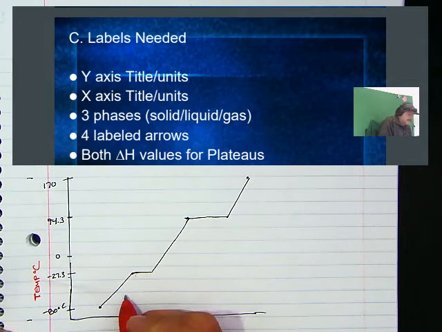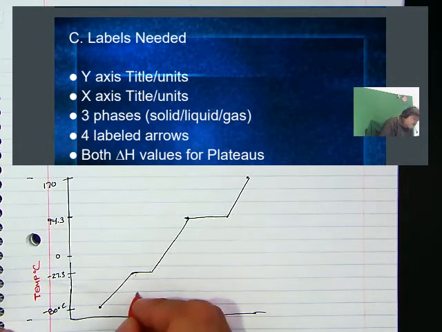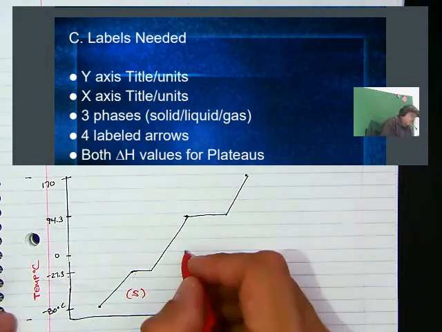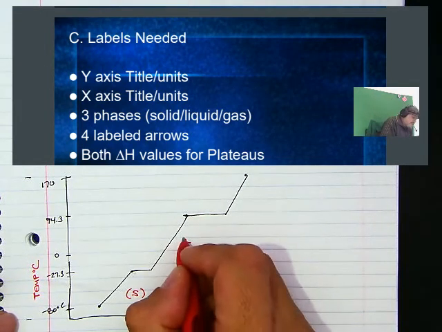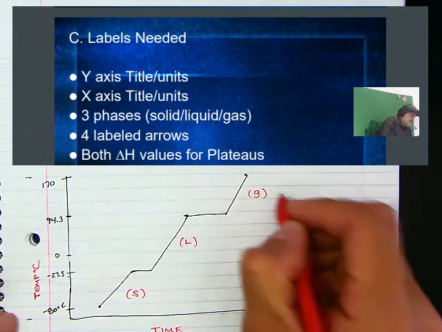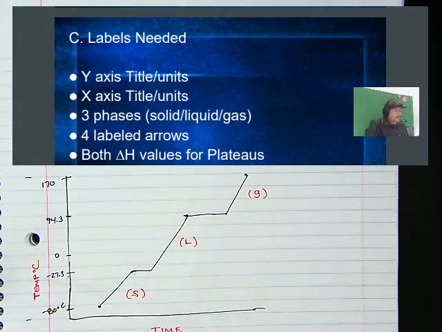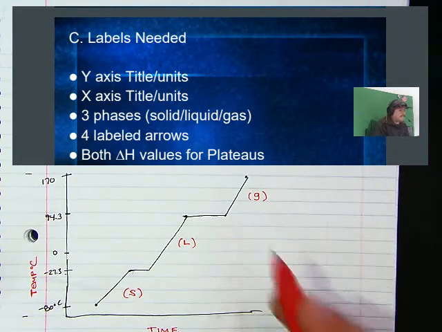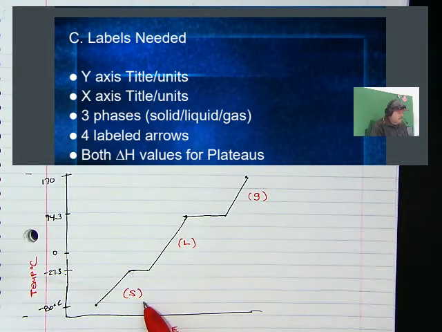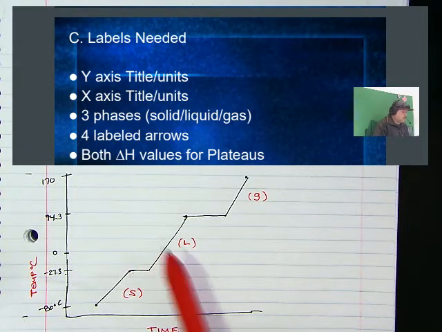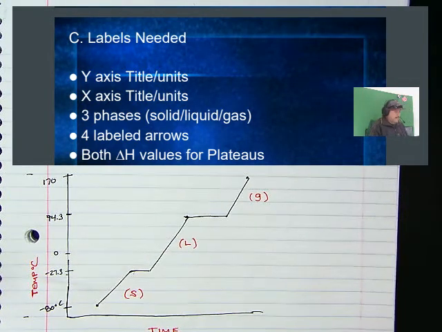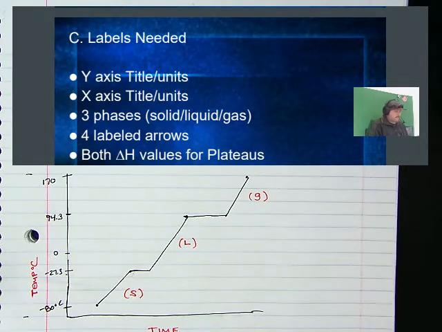The lowest diagonal is going to be for your solid. So I just put solid right there. The middle diagonal is always liquid. And the highest diagonal is always a gas. It doesn't matter if it's a heating or cooling curve. The highest diagonal is a gas. The middle one's a liquid. And the lowest one is a solid. Obviously, in a cooling curve, the stair steps are going the opposite way, but you'll get the idea. So there's my 3 phases.